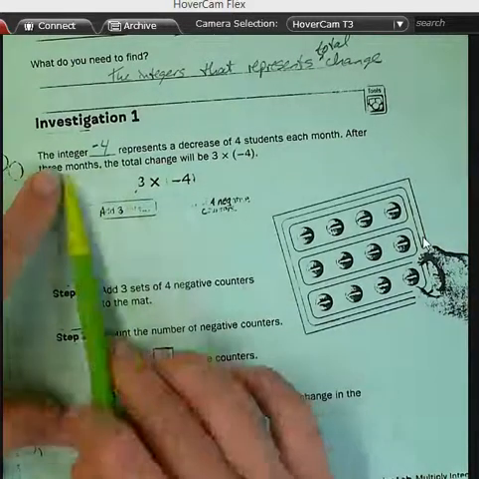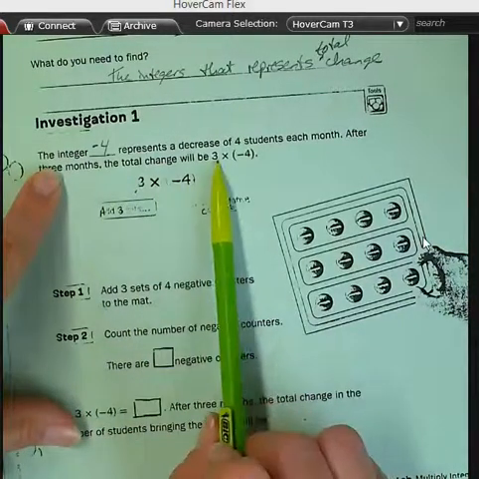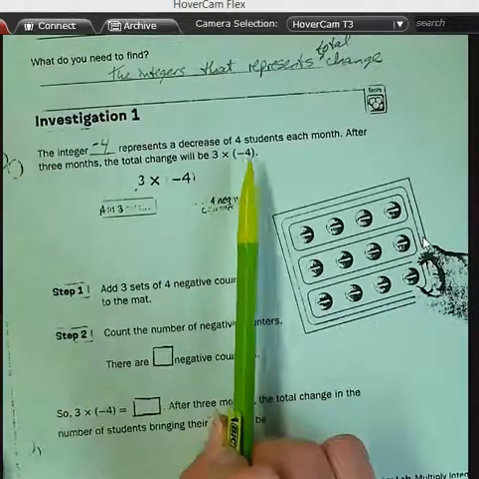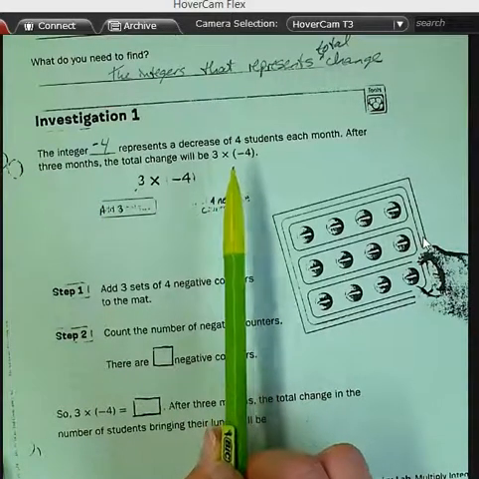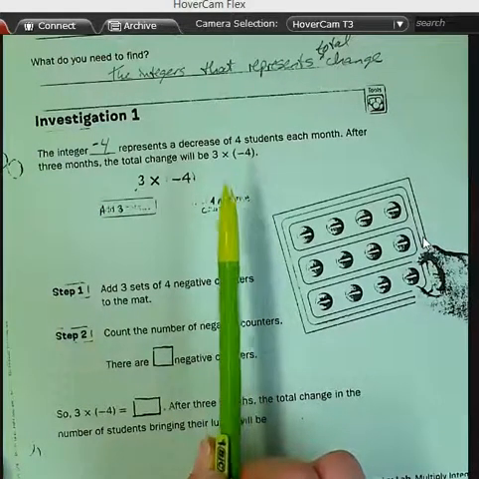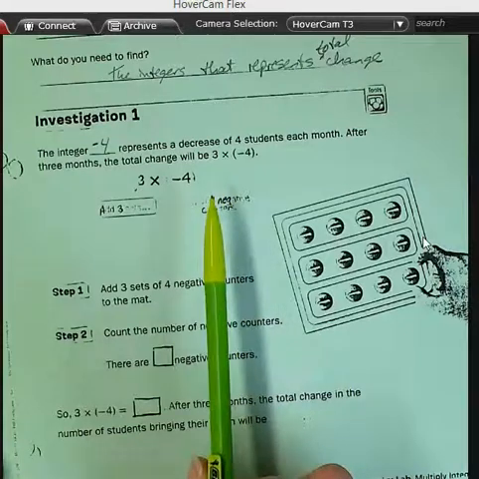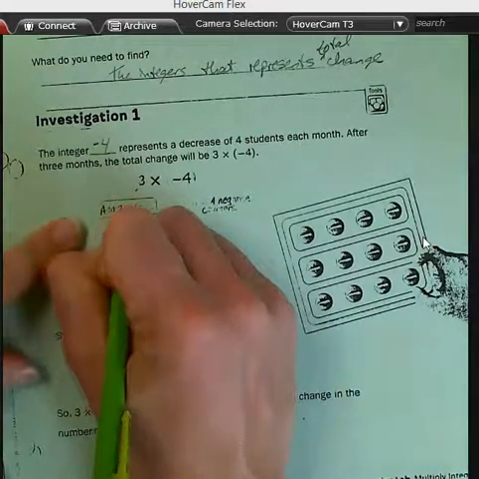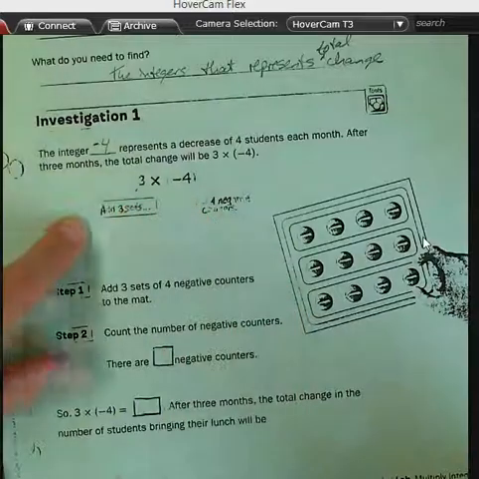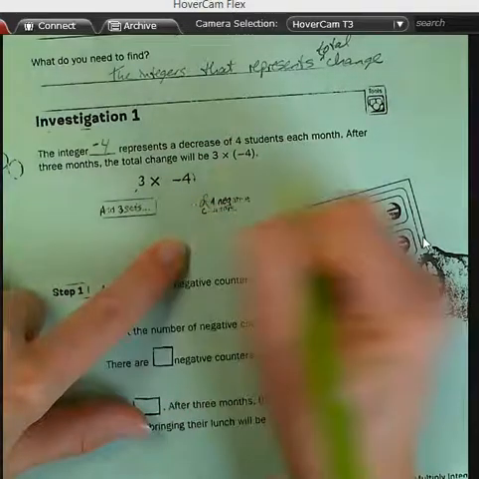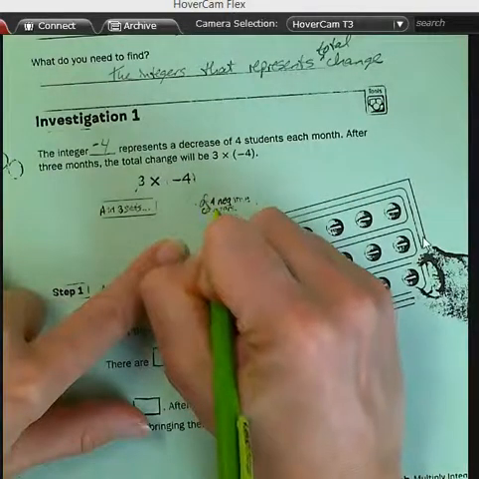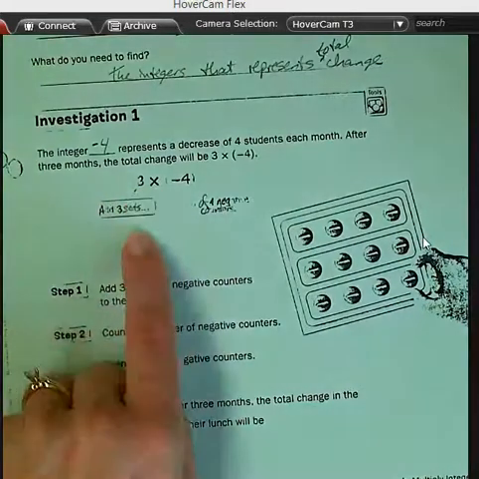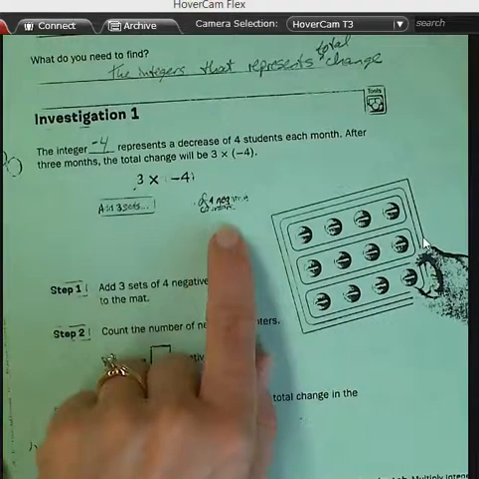After 3 months, the total change will be 3 times -4, because it's going down 4, down 4, down 4. We're adding that same number over and over 3 times. So we're adding 3 sets, 3 groups of 4 negative counters is what that says. It didn't copy as well as I'd hoped. So this number is how many sets. This one is how many counters are in each set.